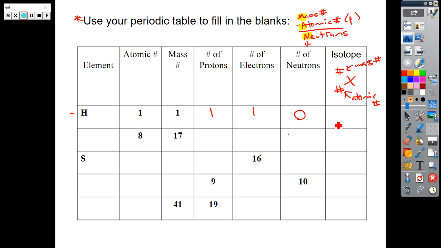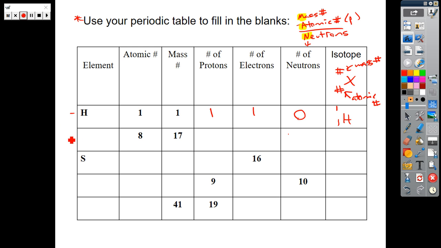So if we were going to do that isotope notation for hydrogen here, then the symbol would be H for hydrogen. The top number is the mass number, which would be a 1, and the bottom number is the atomic number, which is also 1. So this is H with a 1 on top and a 1 on the bottom.